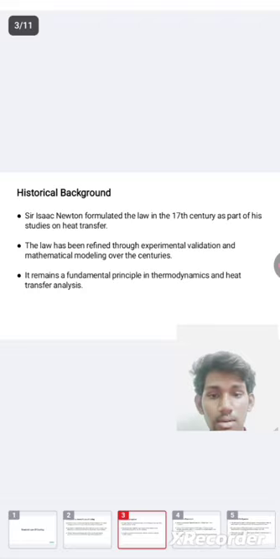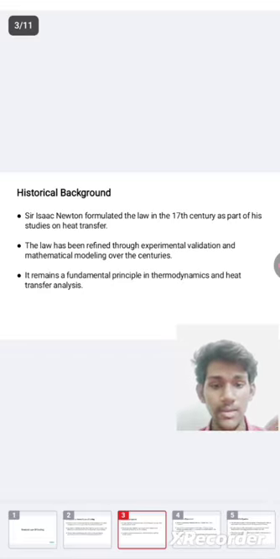Historical background. Sir Isaac Newton formulated the law in the 17th century as part of his studies on heat transfer. The law has been refined through experimental validation and mathematical modeling over the centuries. It remains a fundamental principle in thermodynamics and heat transfer analysis.